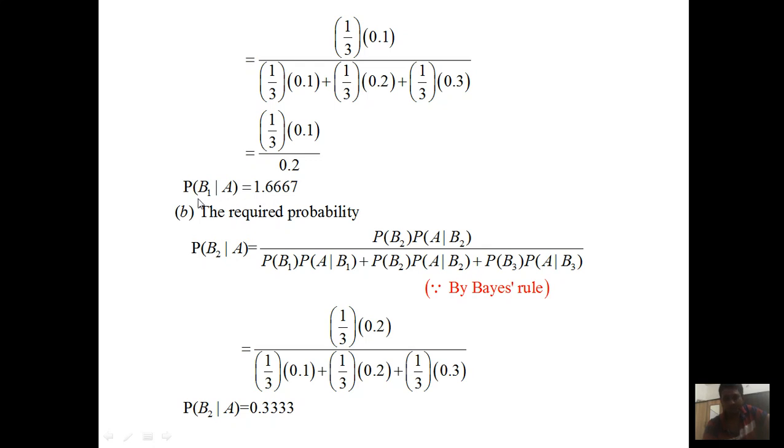being 1.6667. So this shows the probability of the defective finger joint coming from box 1.